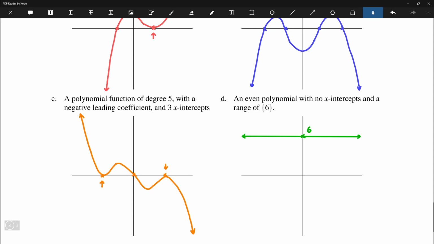Okay, so that is an introduction to the characteristics of polynomial functions. This will be examined further later on in the unit, but that's it for today, so thank you for listening.